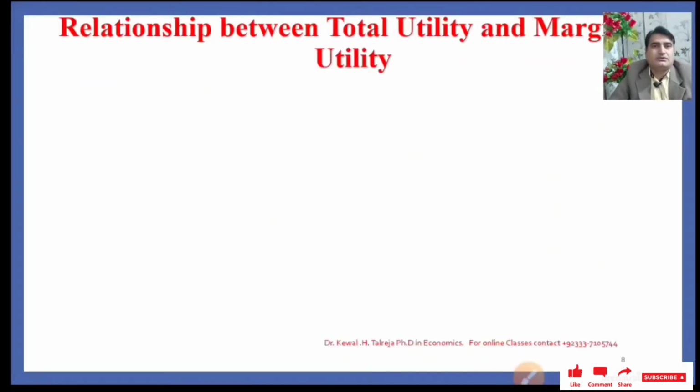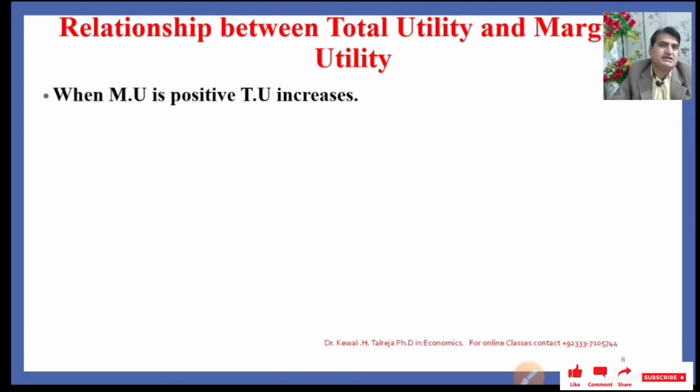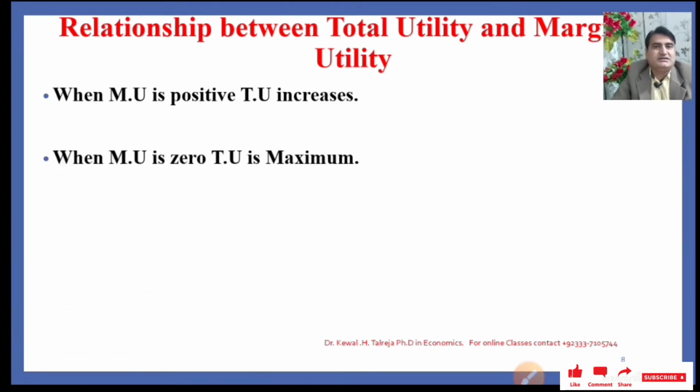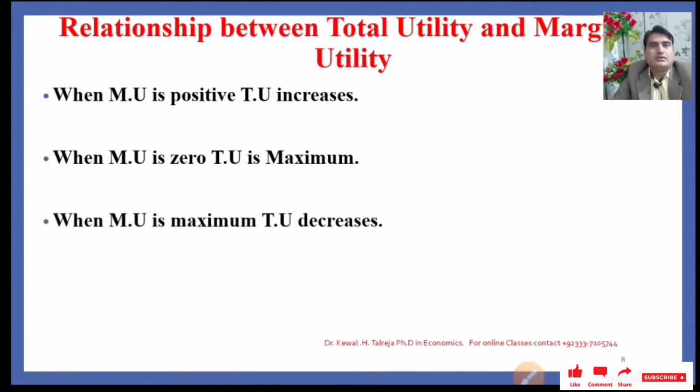Now we are talking about the relation between total utility and marginal utility. So what is the relationship between marginal utility and total utility? As we learned here, when marginal utility is positive, the total utility increases. When the marginal utility is 0, the total utility is maximum. When marginal utility is negative, the total utility decreases. This is the major relationship between total utility and marginal utility.